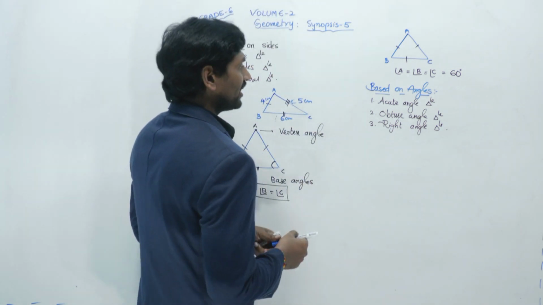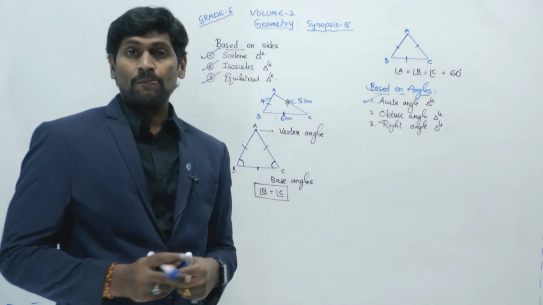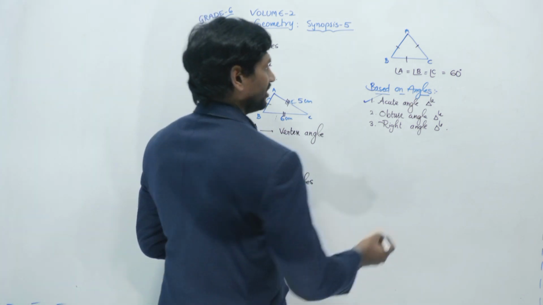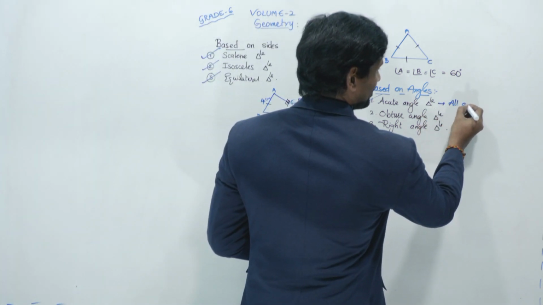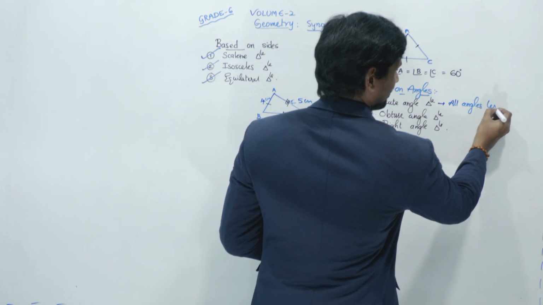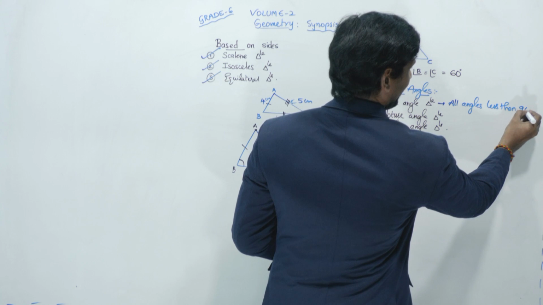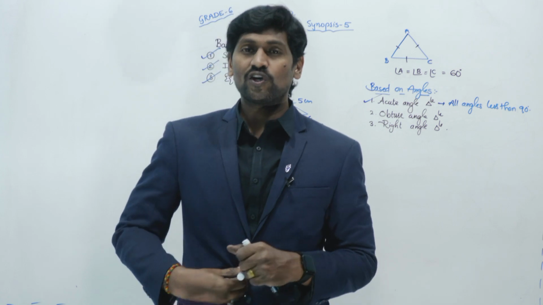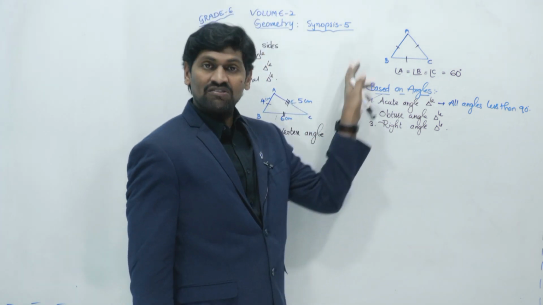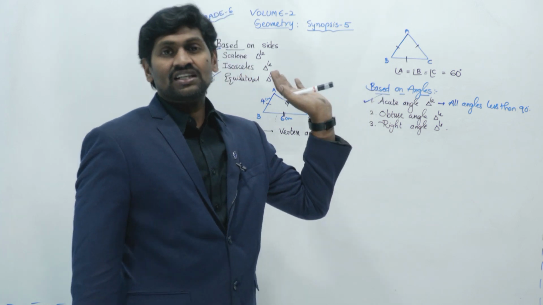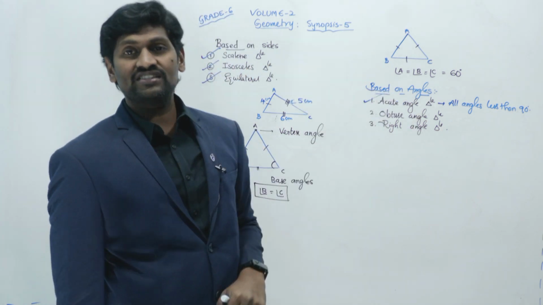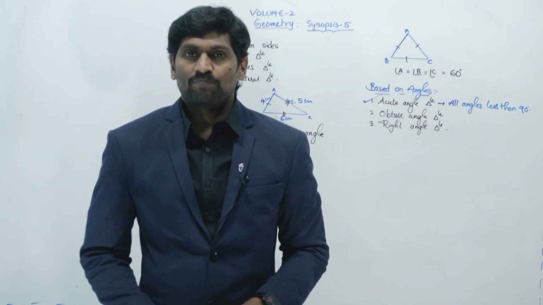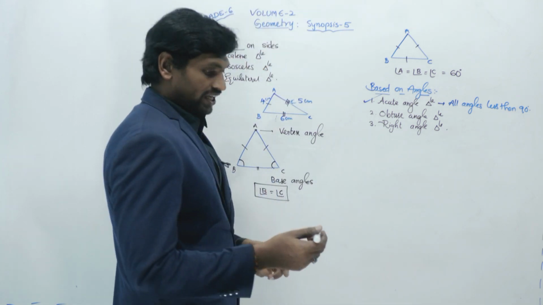So, acute angle triangle. Acute angle triangle means in a triangle all angles are less than 90 degrees. We know the acute angle property. What is an acute angle? An angle which measures less than 90 degrees is called an acute angle. But here in a triangle we have three angles. If all three angles are less than 90 degrees, we can consider that triangle as an acute angle triangle.